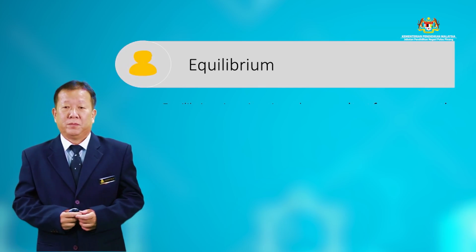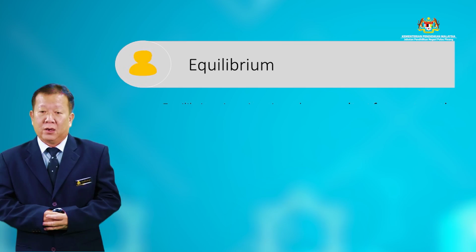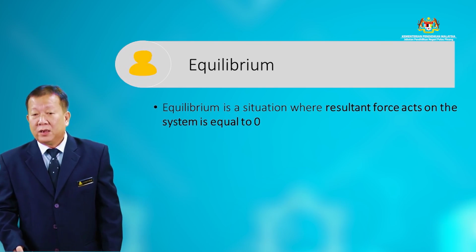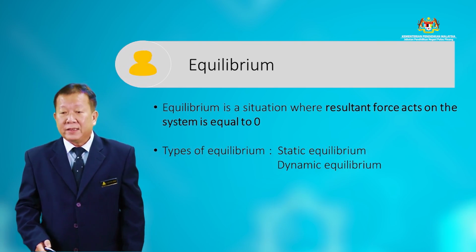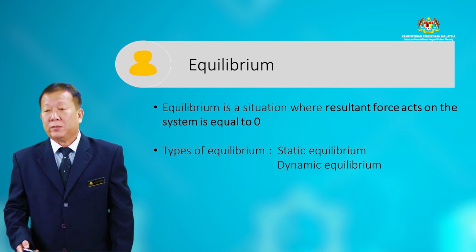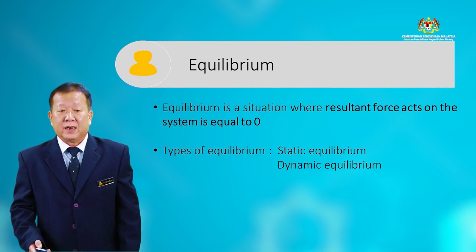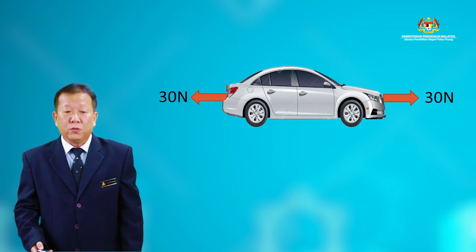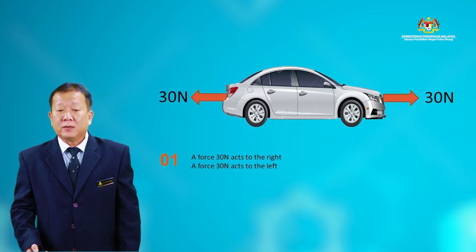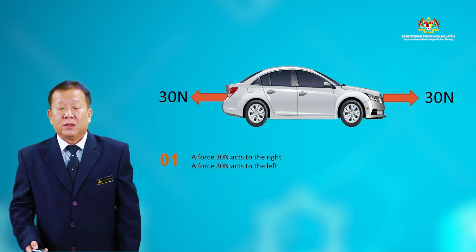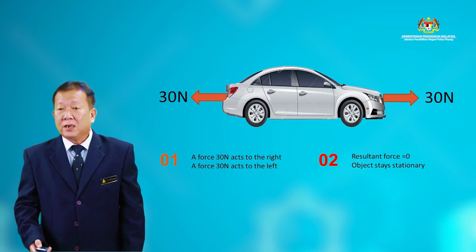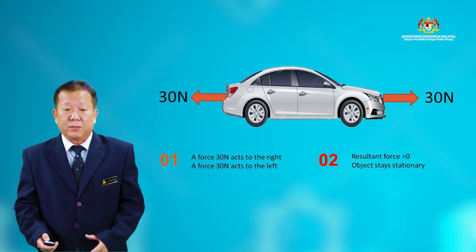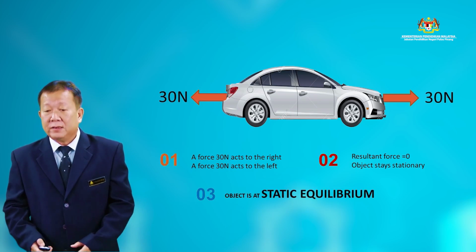What is equilibrium? Equilibrium is a situation where the resultant force acting on the system is equal to 0. There are two types of equilibrium: static equilibrium and dynamic equilibrium. Let's look at this car that is said to be in static equilibrium. There are two forces of 30 Newton acting on the stationary car. The resultant force acting on the car is equal to 0 and the car remains stationary. This type of equilibrium is called static equilibrium.